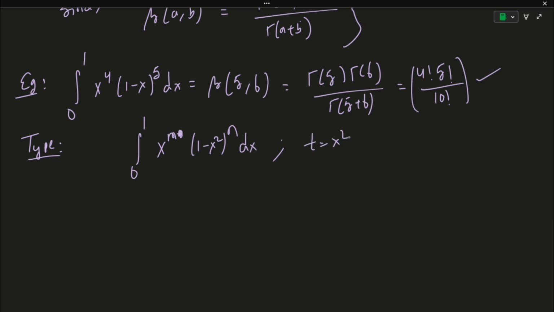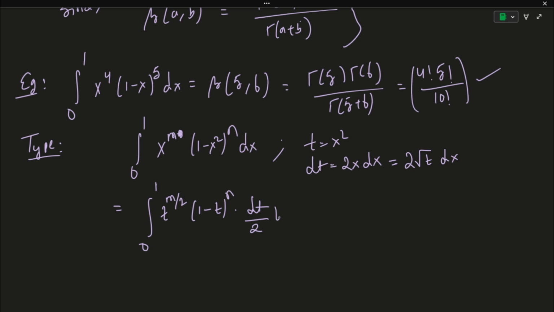So if you do t equals x squared, you do actually get that dt is going to be 2x dx, right? Which means I can simply write x as root t, so I can write this as 2 root t, or dx is dt by 2 root t. Therefore, the limits remain unchanged. x becomes t to the power half, so t to the power m by 2. This becomes (1 minus t) to the power n, and dx becomes dt by 2 into t to the power minus half.